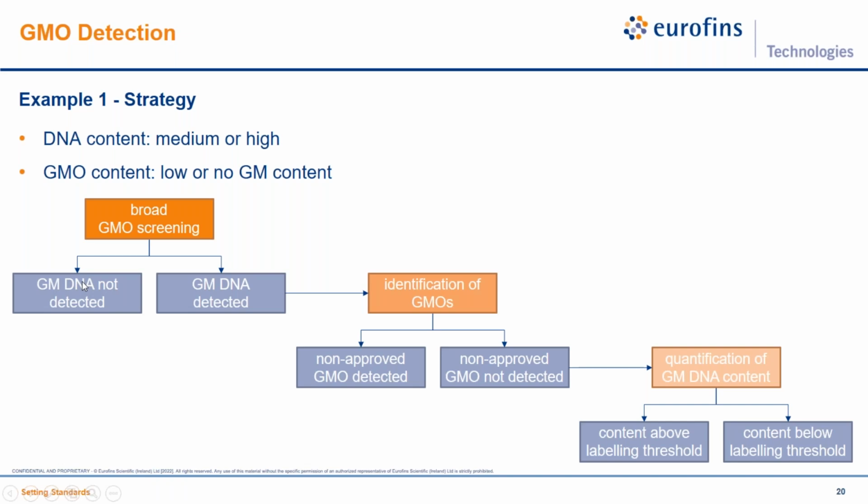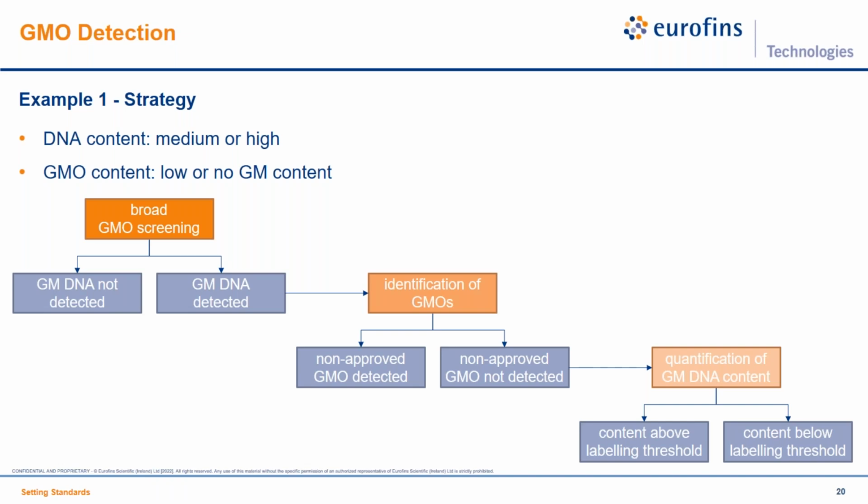But what if we expect GMOs in the sample? Then the initial screening, the broad GMO screening, would with a high percentage be positive. And this is no additional information for your customer. You have to choose another strategy for your customer if you have samples with a medium GMO content.